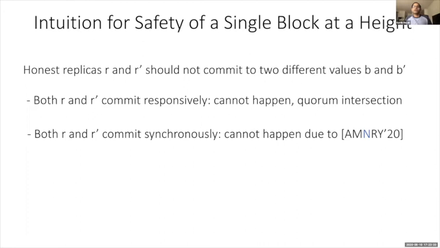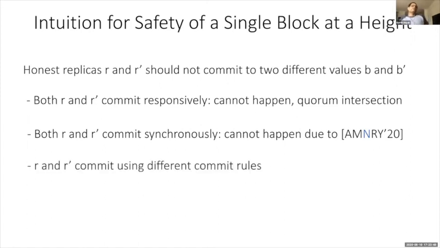Well, both R and R' can commit synchronously. We show that this cannot happen due to one of our prior works. This was the focus of one of our prior works. Well, R and R' can commit using different commit rules. For example, R commits using a responsive commit rule and R' commits using a synchronous commit rule. Let me provide a bit of information on why this is not possible.